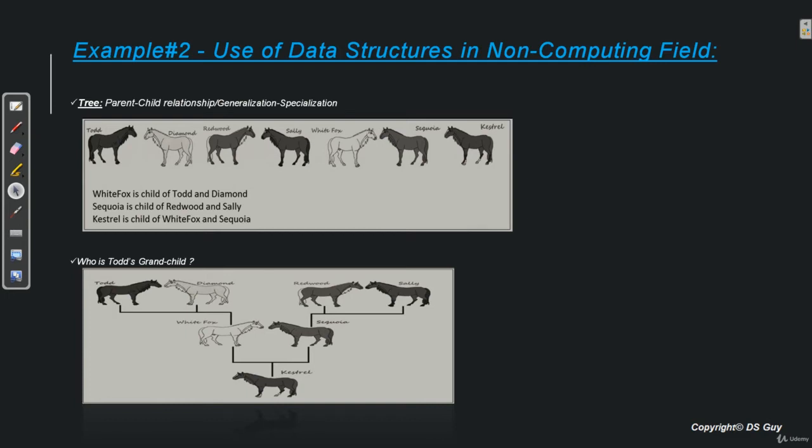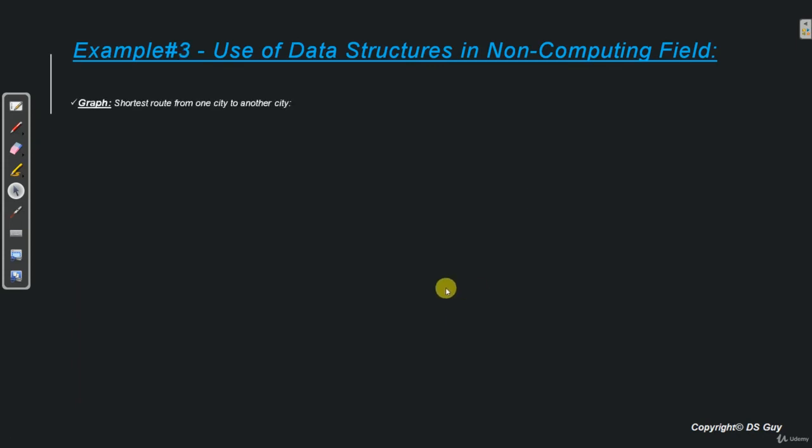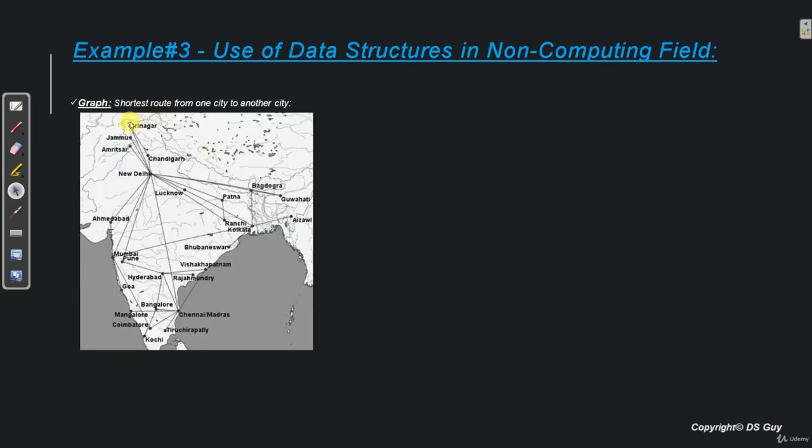Now let's take one more example, this time a graph data structure. So let's say the problem is that we need to find out the shortest route from one city to another. Here we have a map of India with different cities, and the lines are basically indicating that these cities are connected via flight. Now let's say we want to travel from New Delhi to Bangalore, then what are the options that we have?